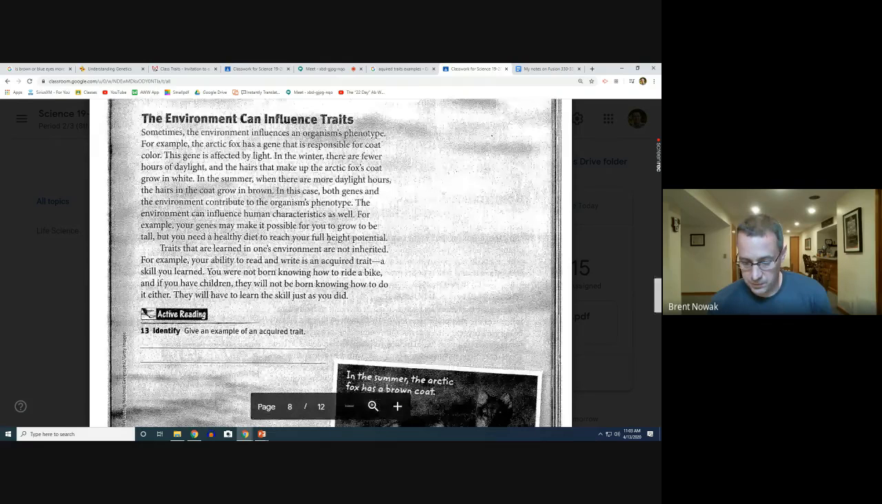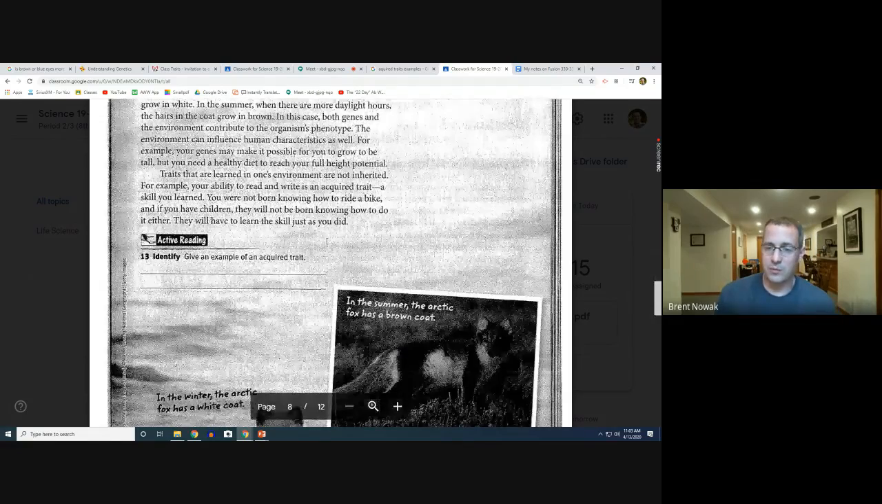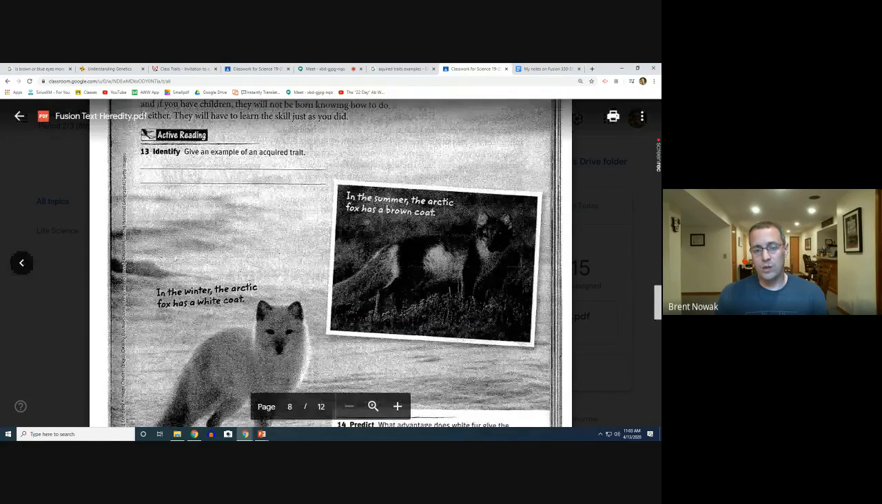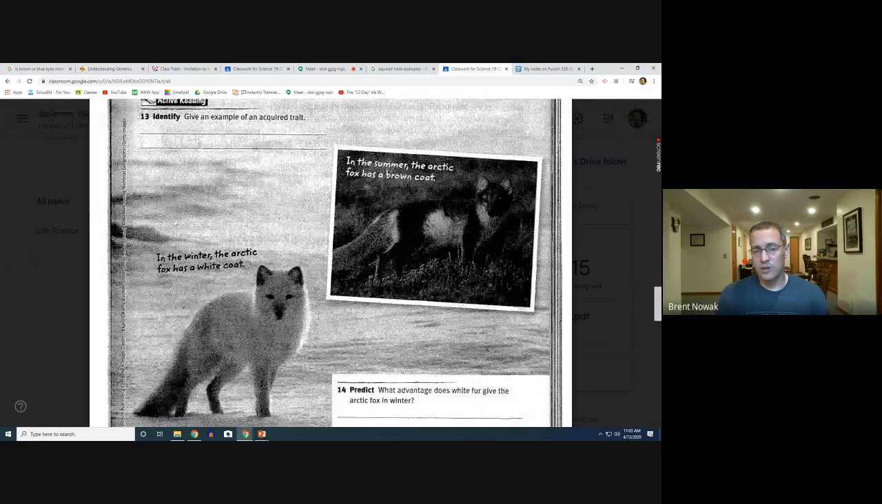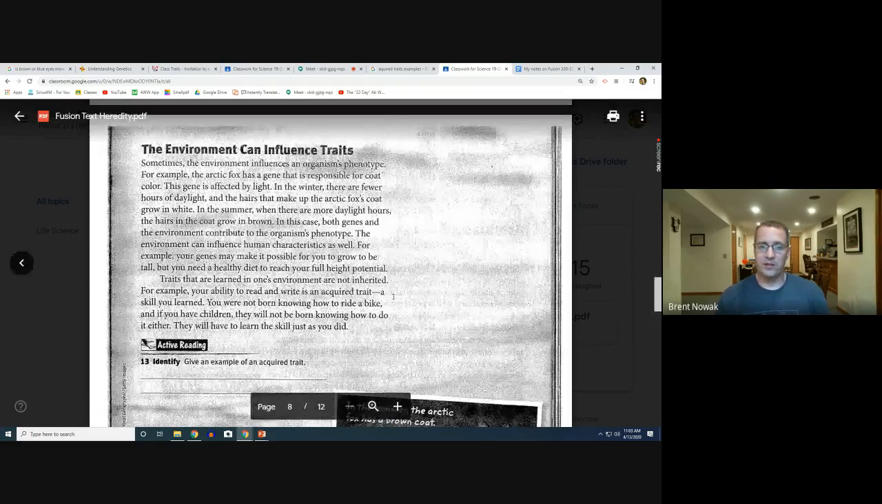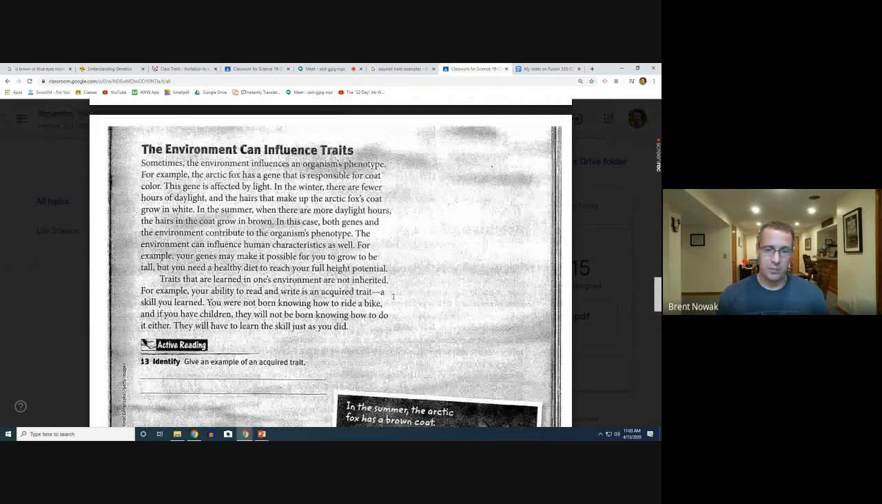This page talks about an Arctic fox. In the summertime, the fox's coat is brown, but in the wintertime, the fox's coat is white. And so this allele has an environmental factor that allows it to change depending on the environment. So we think of alleles as being inherited and solid. Well, that's not true. They can change and fluctuate.